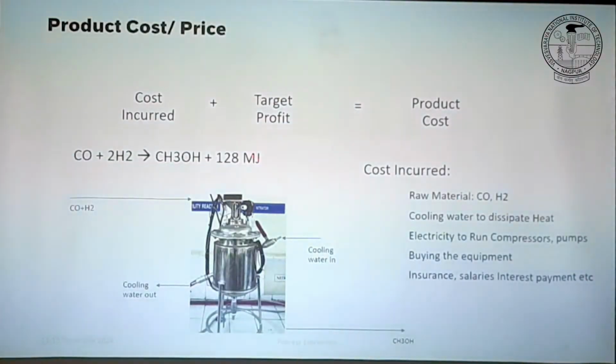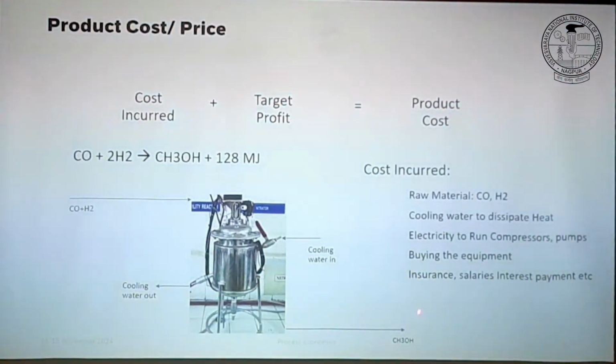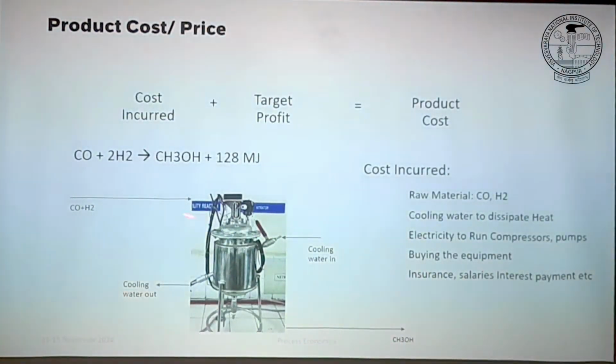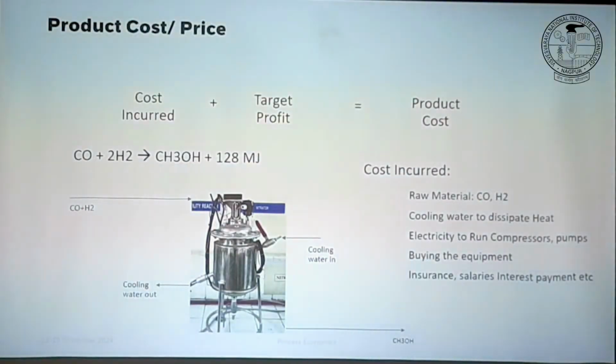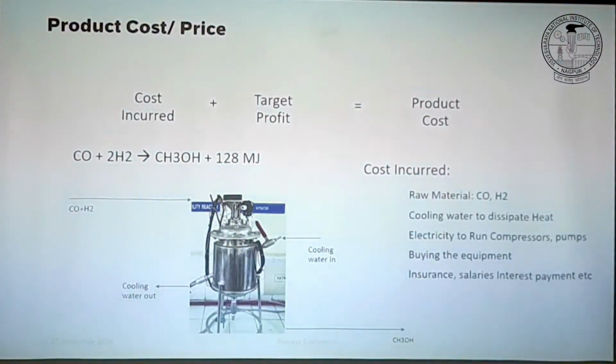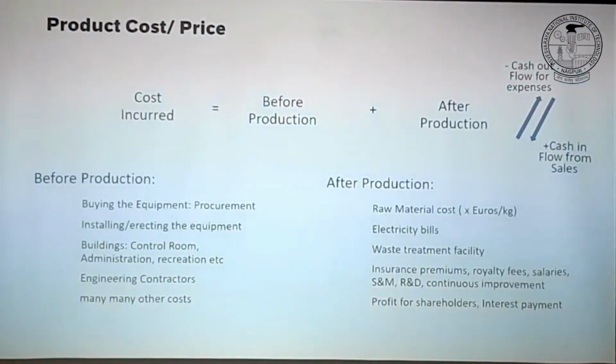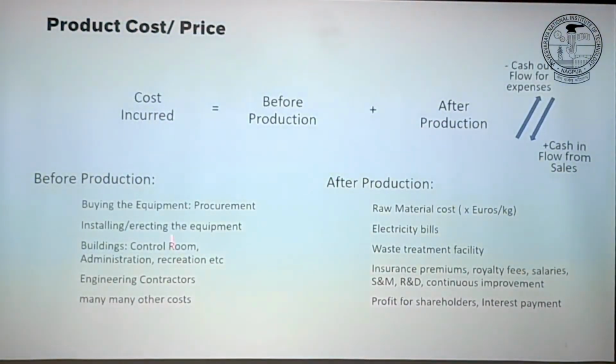But what we sometimes forget is that there's a lot of money involved in insurance. You need to insure your plant. If something happens, you don't want to shut the shop, so somehow you want to keep it insured. Then salaries, and interest payments: you will buy this equipment probably from your own pocket, or you will take a loan or credit, so you have to pay interest on this. Right?